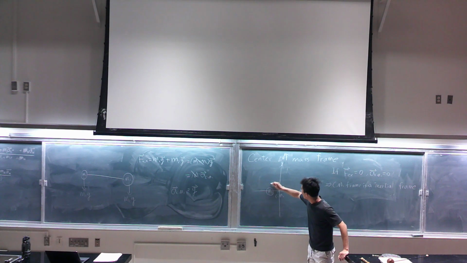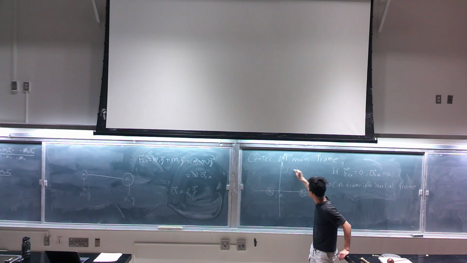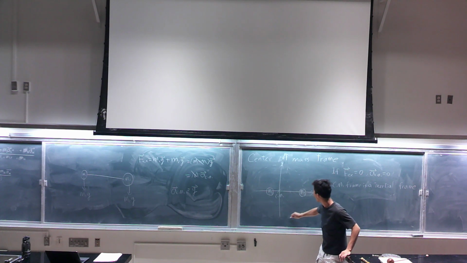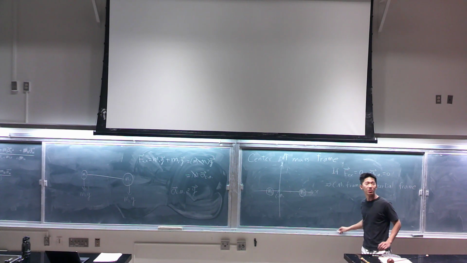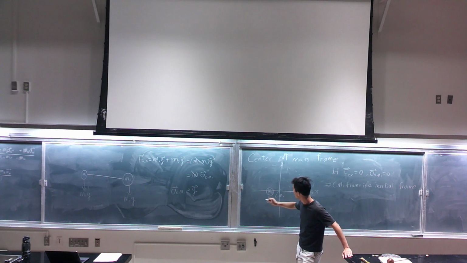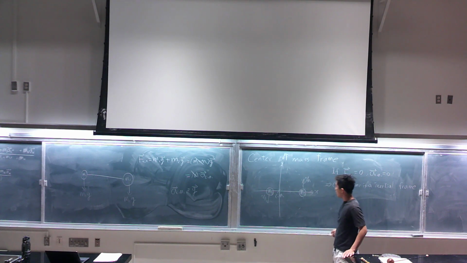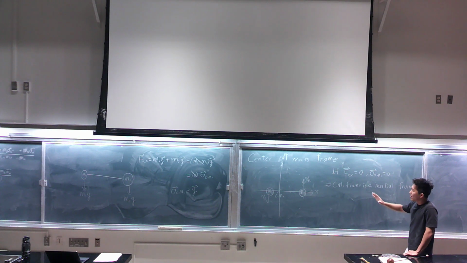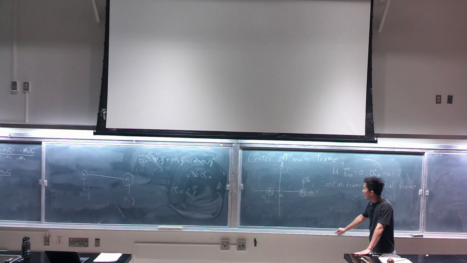So let's say the blue one, MB, is orbiting in a smaller circle around the center of mass, and MA is orbiting around a bigger circle. Let's say this is the speed A, this is the speed B. Now, if I say MB is closer to the center of mass, which one is heavier, MB or MA? MB, good job, good.